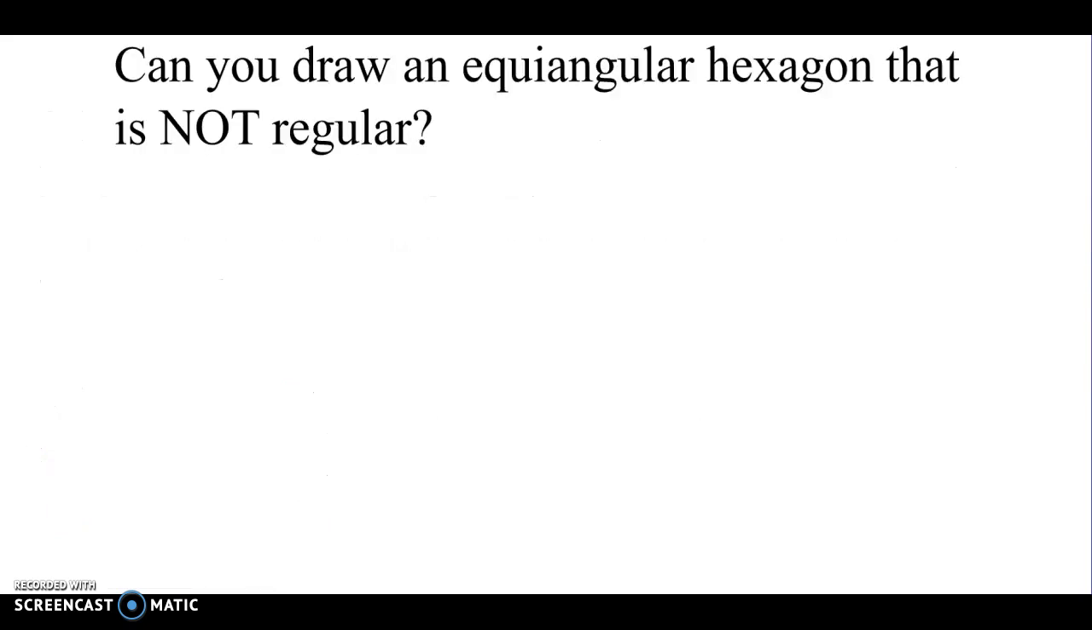Now I want you to take about 90 seconds and think about this question. Can we draw an equiangular hexagon that is not regular? If it's equiangular, that means all the angles are the same, but it's not regular. So what do we know about sides? We don't know the sides are equal. Okay, so think about it. I don't want to hear any talking. I want you to critically think for a second.